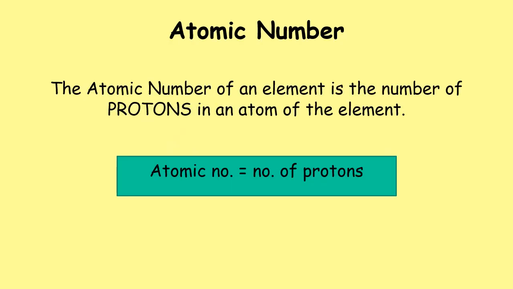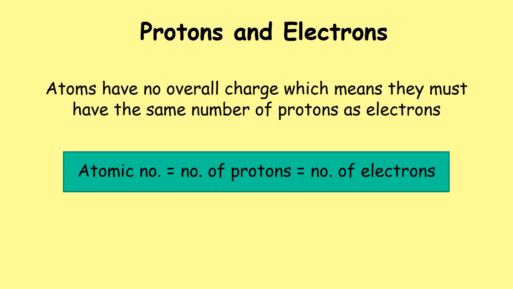Now, the atomic number, remember that is the smaller of the two numbers written beside an element, tells us the number of protons in the element. So if it has an atomic number of 1, it has 1 proton. If it has an atomic number of 13, it has 13 protons.